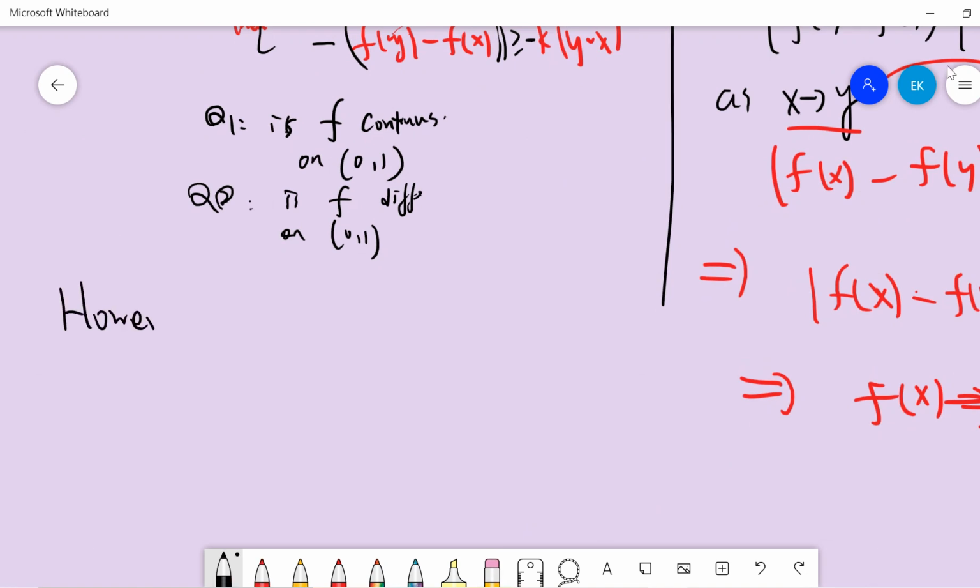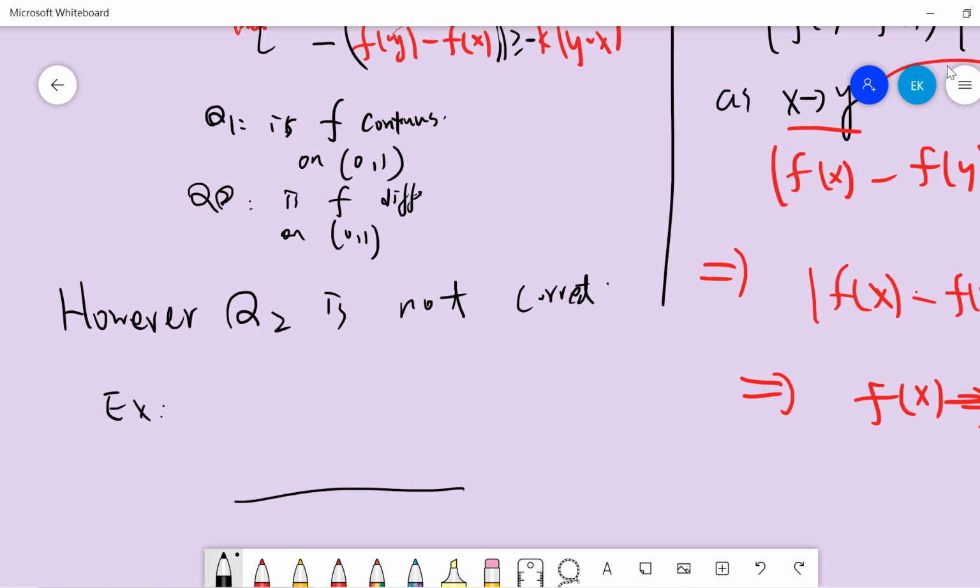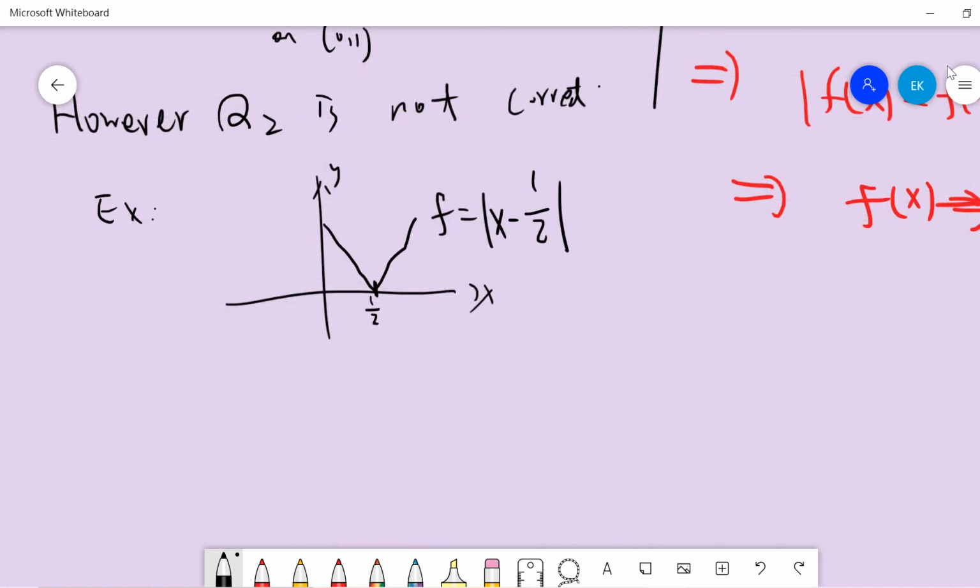However, Q2 is not correct. F is not differentiable in general. An example is: on [0, 1], I can define the absolute value function centered at a half. So f is |x - 0.5|. So we know that this point is not differentiable. So the remaining task is to show this f is Lipschitz.